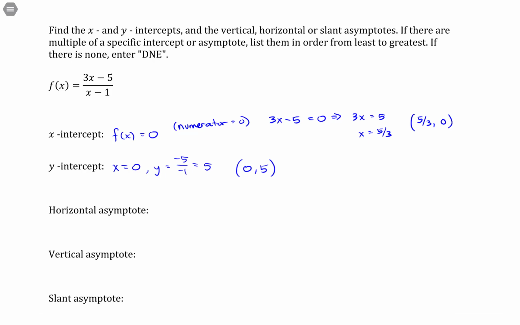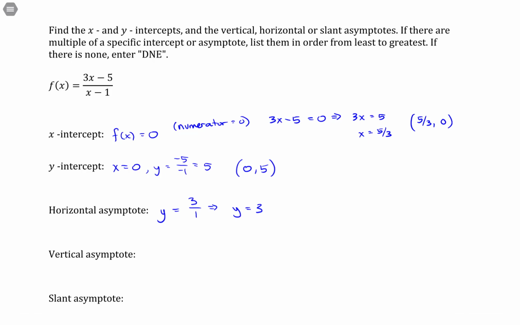Horizontal asymptotes. We have some rules for horizontal asymptotes, and you get those rules by comparing the degrees of the numerator and denominator. If the degrees of the numerator and denominator are the same, which they are in this case, they're both equal to 1, you take the ratio of the leading term coefficients. So here I'm going to take the ratio of 3 and 1, so I get y equals 3 as my horizontal asymptote.